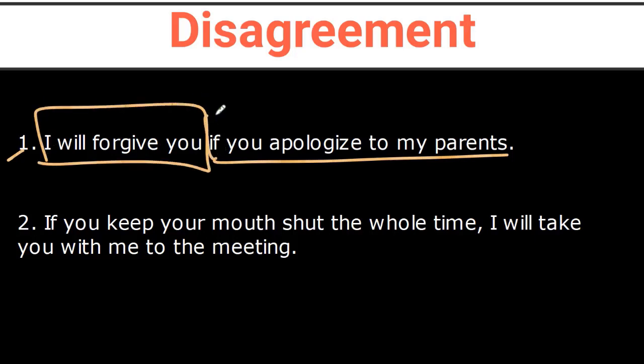So I will forgive you, I will perform this action, but in a certain condition, which is this: if you apologize to my parents, which is possible, right? It can be done, right? It's not unreal, hypothetical. You can actually apologize to my parents, right? And if you do that, I will forgive you. And I say that because I want you to make efforts to get my forgiveness.